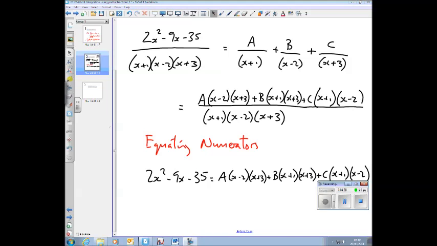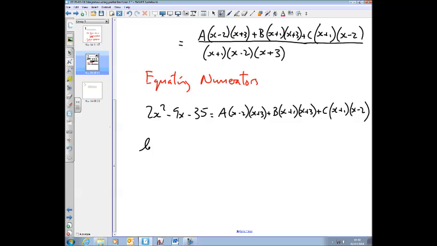So what I do now, as we've done before, is assign values to x so that some of these terms disappear. So what might we do? Let x equal plus 2. So that means that if x equals 2, this becomes 0, so this term disappears. But actually also this term becomes 0, so that disappears. So we've got rid of A and C, so we only have the term involving B left, and in theory we should be able to find B.